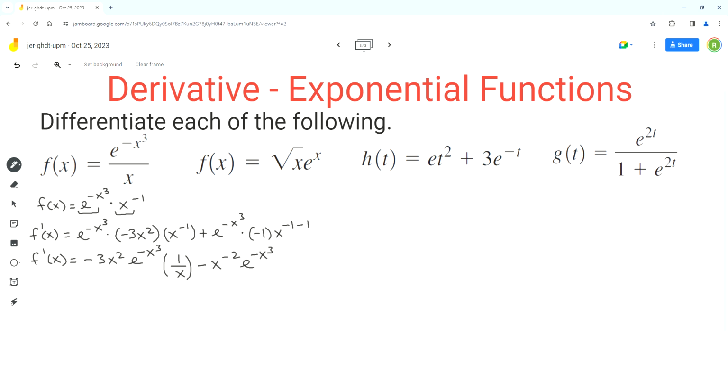Now we can simplify the first part. f prime of x. Now we can multiply negative 3x squared by 1 over x. So one of the x's will get cancelled out. So we are left with just negative 3x e exponent negative x cubed. And in the second part, we can move the x squared and e exponent negative x cubed to the denominator, and that will make the exponent positive.